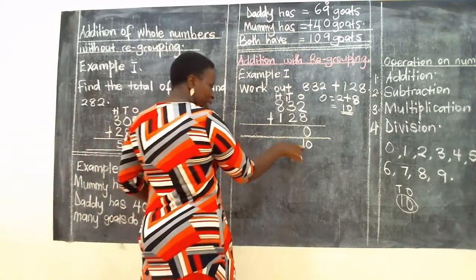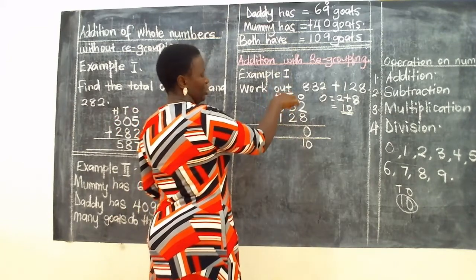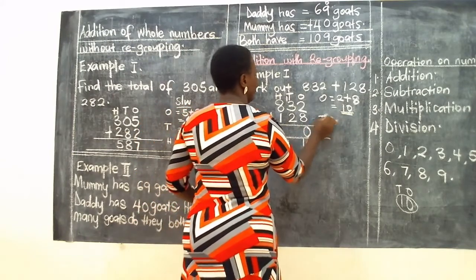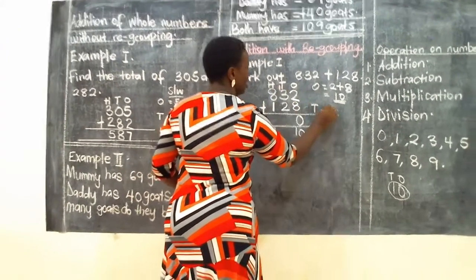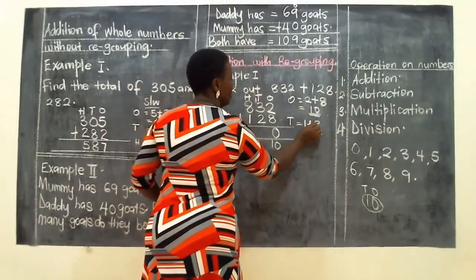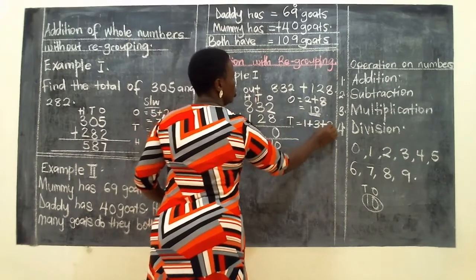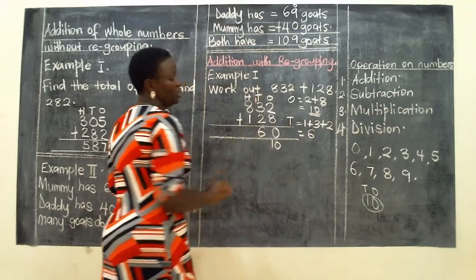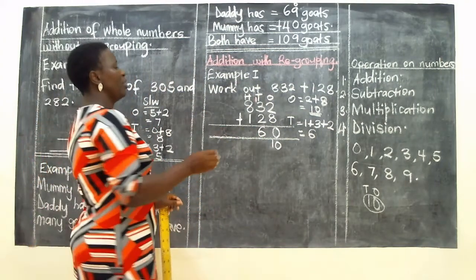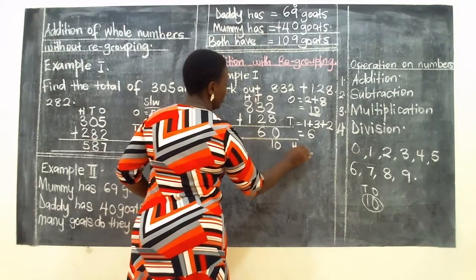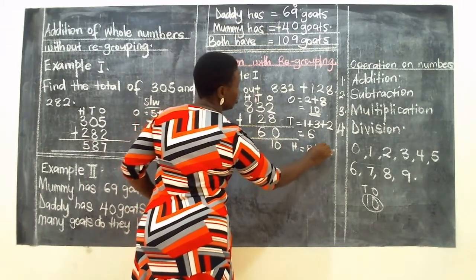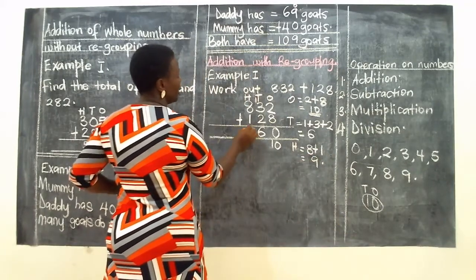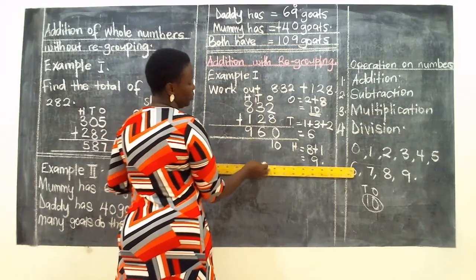So we are regrouping it, taking it to the other place values of the tens. Then we continue adding. So now in the tens place value, we have this one plus 3 and then plus 2, which gives us 6. So we shall have 6 in the tens place value. Then in the hundreds place value, we have 8 plus 1. And 8 plus 1 gives us 9. So we shall write our 9 in the hundreds place value.